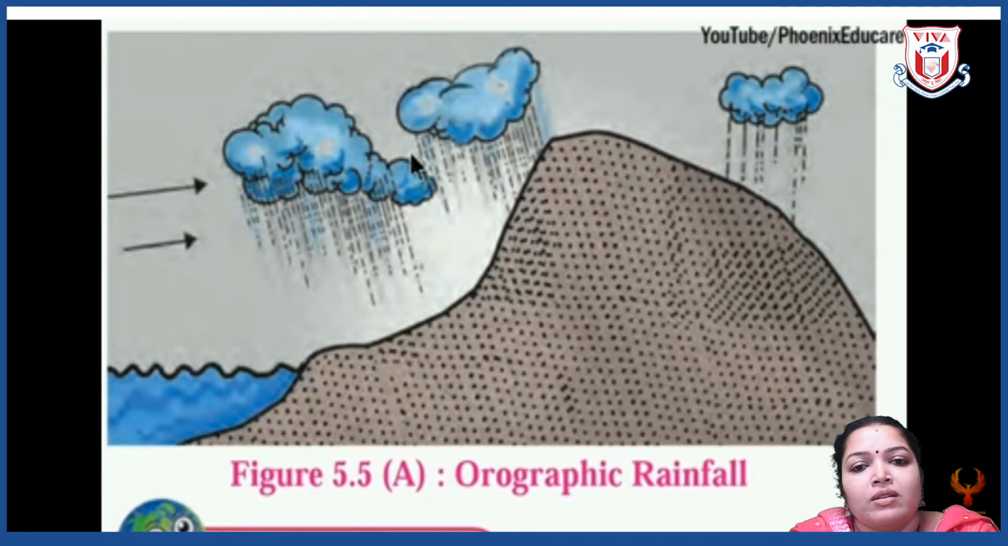Now, see how this barrier acts. This was already studied by us in 9th standard, that is orographic rainfall. The winds carry moisture. These clouds become heavier and heavier, and so they give rainfall to this place, and as they cross this mountain or barrier, the amount of rainfall carried by them reduces. This side is known as the leeward side of the mountain. This is the side where we get less rainfall, and here is the side where we receive heavy rainfall.